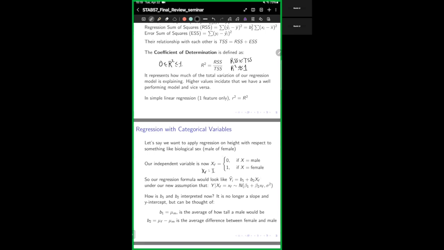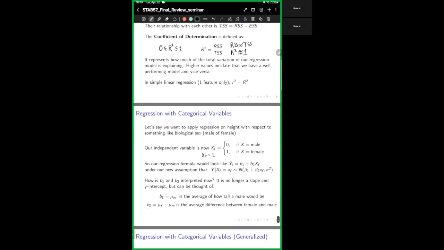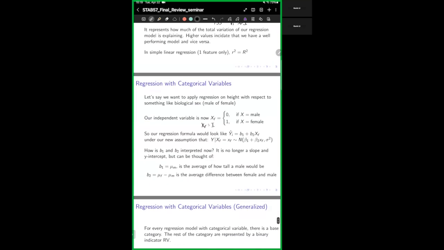Under our assumption, y given xf is distributed normal with beta 1 plus beta 2 xf and sigma squared variance. How can this be interpreted now? It is no longer a slope, but instead b1 is equal to mu m, the average of how tall a male would be, and b2 is equal to mu f minus mu m, which is the average difference between the male and the female.